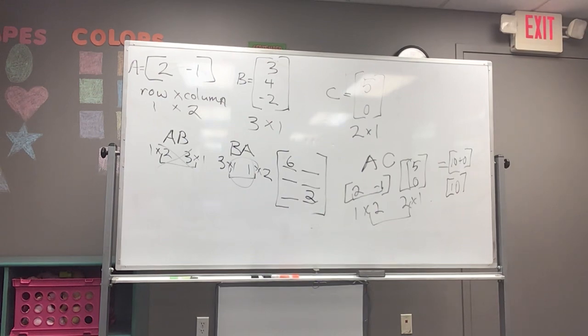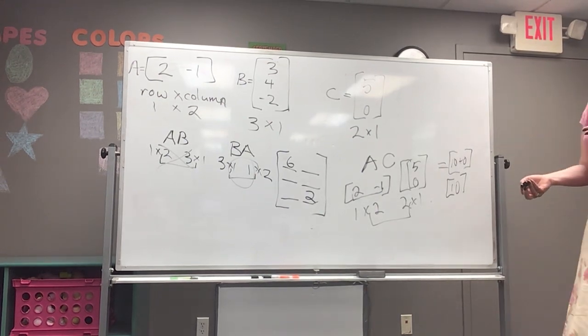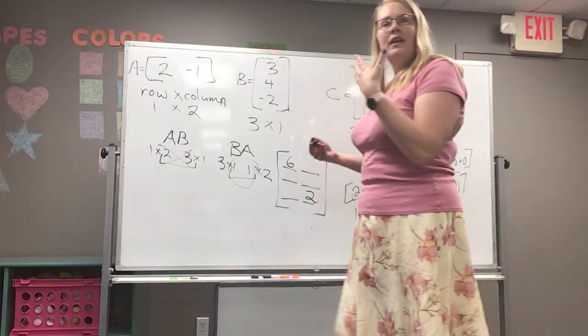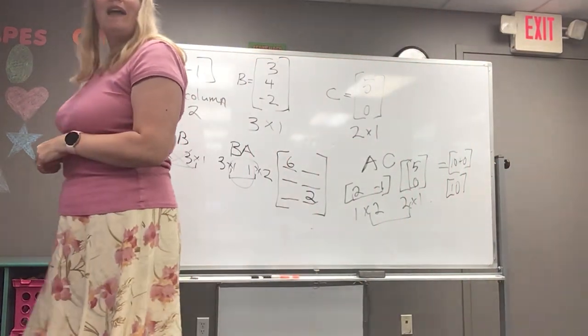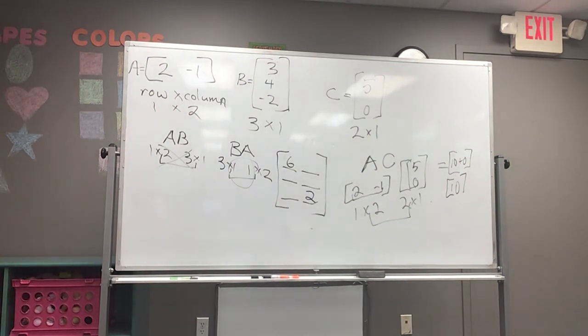And so if you end up with more than one thing in the row you're multiplying or the column you're multiplying, you're going to be multiplying the matching pieces and then add them all up.